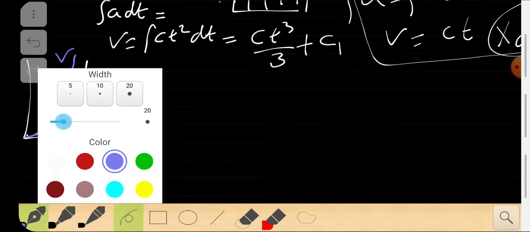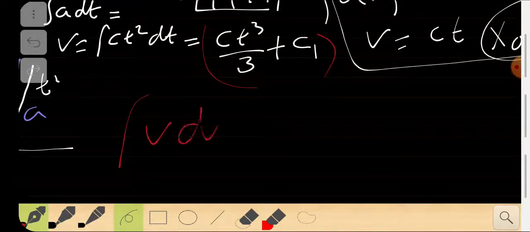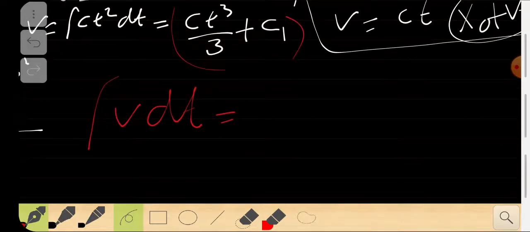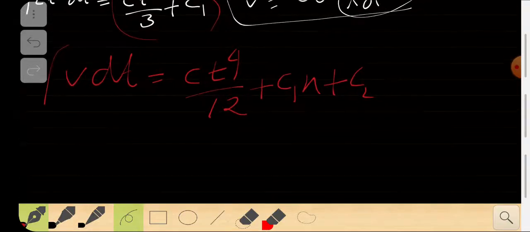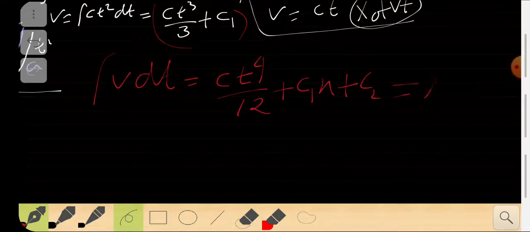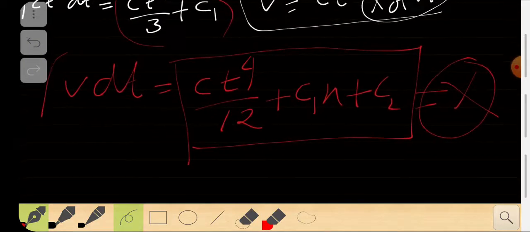Now the next thing you can do is integrate this again. You integrate v in the whole space of the t time dimension, and you get c t raised to 4 by 12 plus c1 t plus some constant c2. That's what you get, and this represents the displacement of this whole thing. You can easily do that with the integration. You can find the area, the actual area under that curve of the velocity time graph.